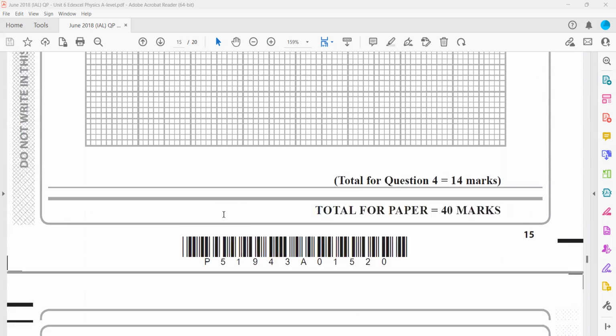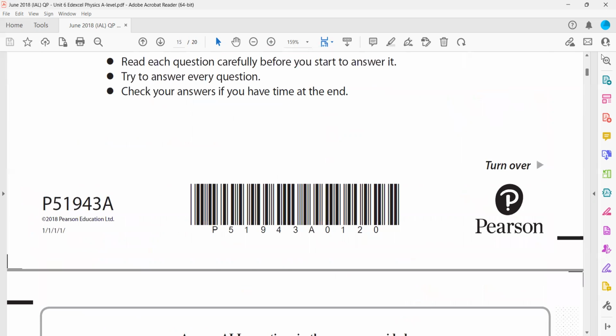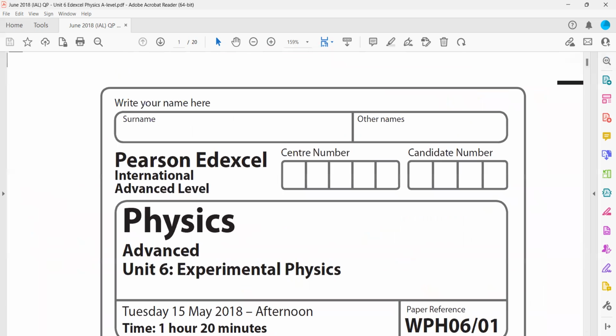From the graph, we have, this is the space for the graph. So four questions were there in this paper.